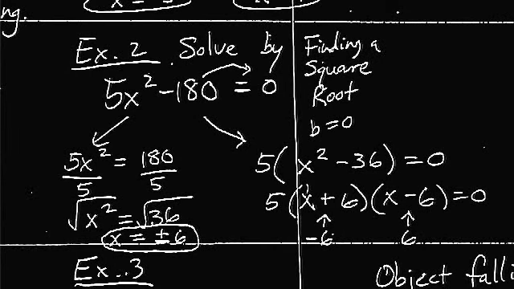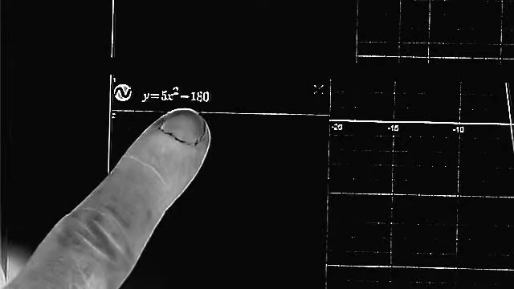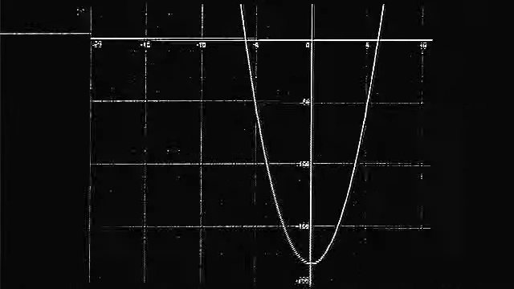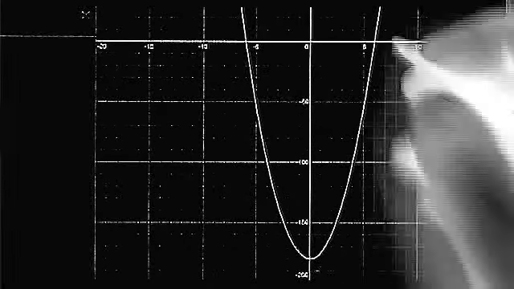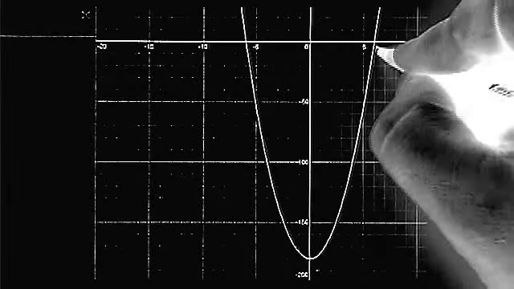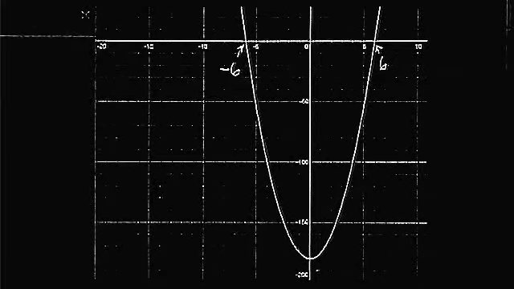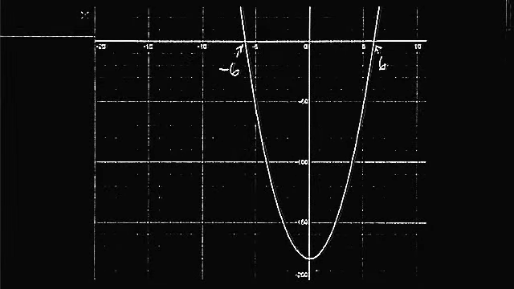So I plotted this one on a graph just so you could take a look at it and make that same connection we were talking about earlier. Y equals 5x squared minus 180. And here's the graph. Notice that it goes all the way down to negative 200. But there we are at 6 and negative 6. Those are my two x-intercepts of the graph.